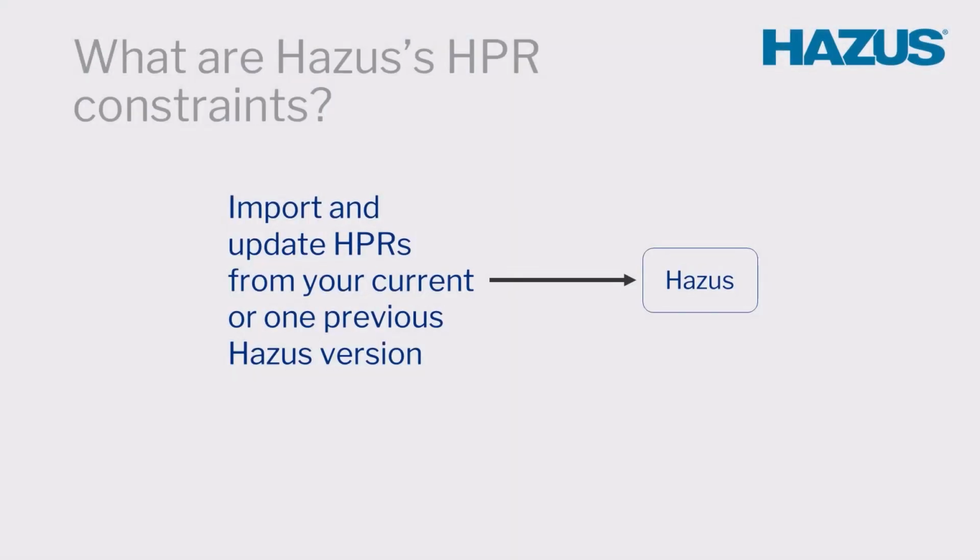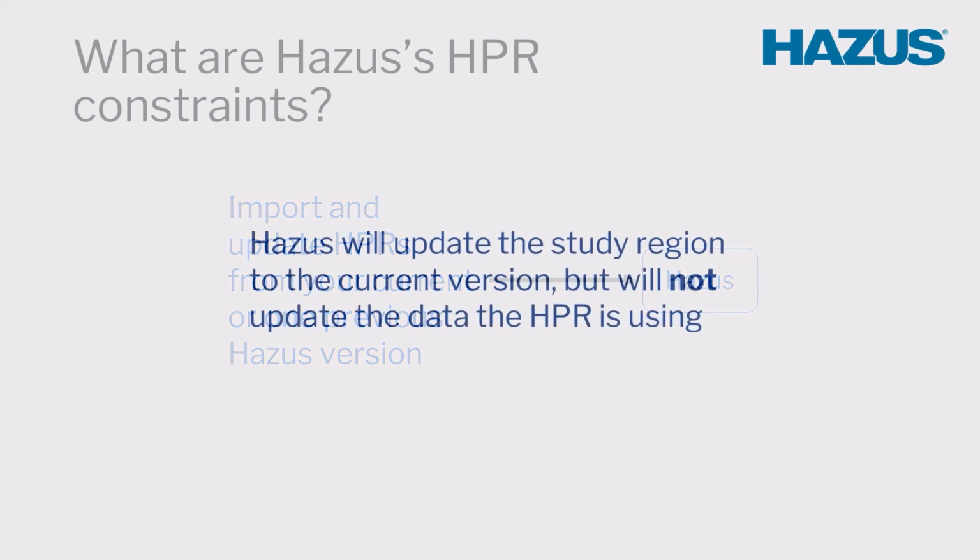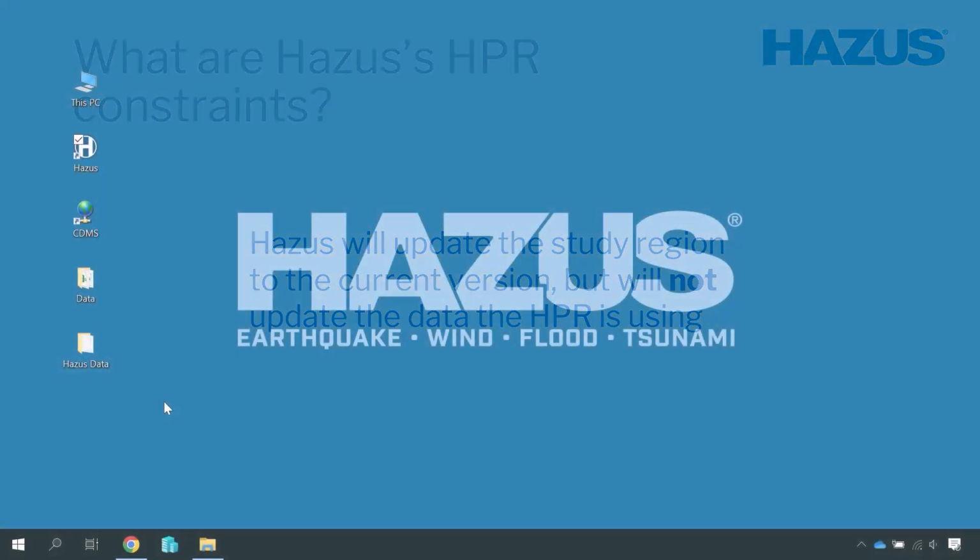You can use and update HPRs directly in Hazus that were created from your current version and one version previous. When using an HPR from one version back, Hazus will update the study region to the current version but will not update the data the HPR is using. This means it maintains the old state datasets that were used when the study region was first created. It doesn't update any values, building counts, and other data to that of the current version. Consider how this may impact your study when deciding to use an old HPR.